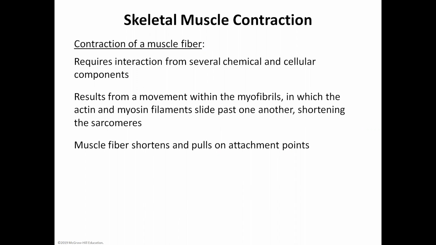But what's going to happen is when you actually have muscle contraction, it's the movement of those myofibrils. It's actin and myosin sliding past each other. This is why we call it the sliding filament model. And the sarcomeres are actually shortening. So as the muscle fiber shortens, it pulls on those attachment points.